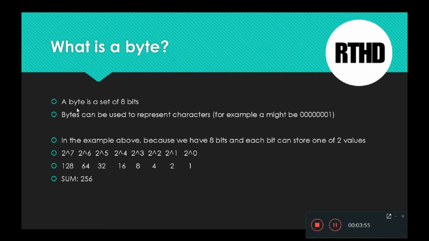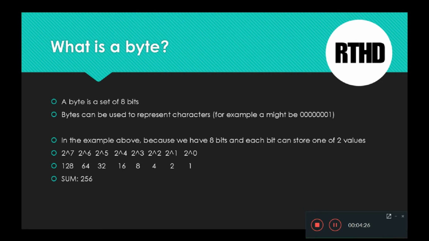In the example above, because we have 8 bits and each bit can store one of two values, the 0 or the 1, we see that the leftmost bit represented in 1 byte is actually 2 to the power of 7. Now think of this like permutations, right?